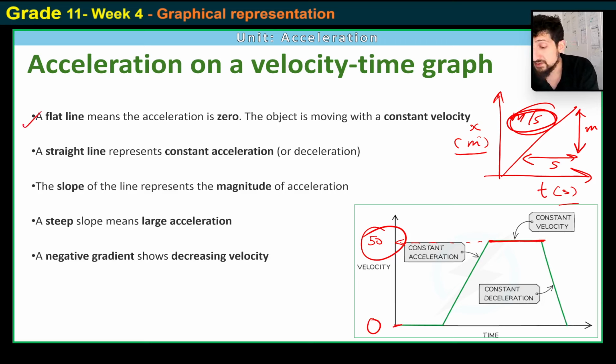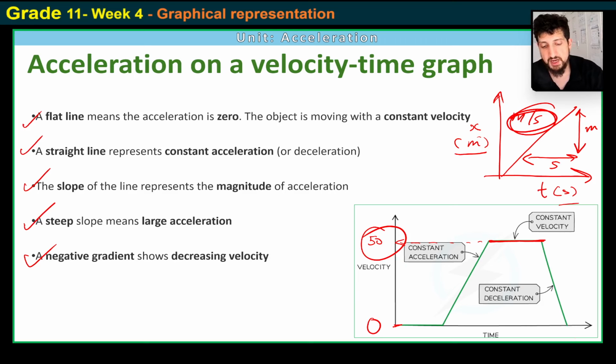So we've covered this point, we've covered this point, and we've covered this point. A steep slope represents large acceleration. We've also covered that point. A negative gradient shows decreasing velocity. And we've also covered this point. Right. So a negative gradient shows decreasing velocity until we get to 0. Can we go past 0? Yes, we can. What happens past 0? Now we're going in the opposite direction, because remember, velocity has a direction.